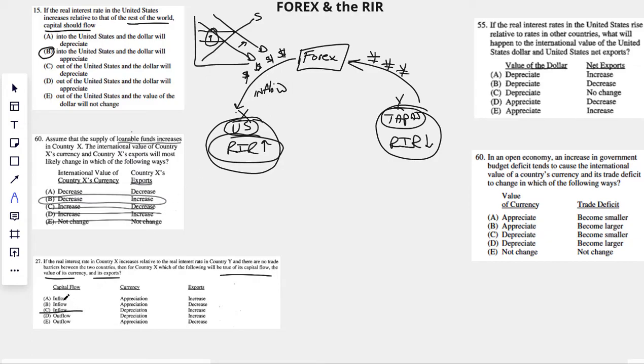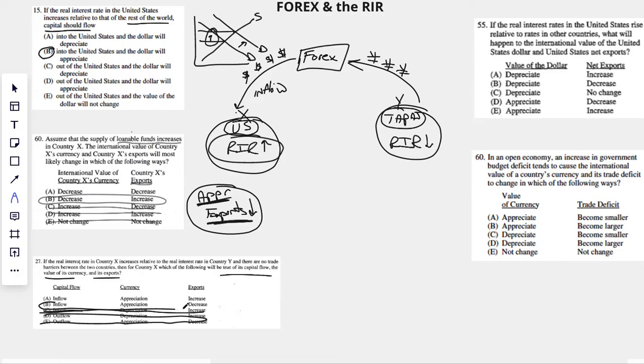That's easy. Let's just get rid of the outflows here. We also know our currency is appreciating, so we can get rid of the depreciation. We know when our currency appreciates that exports go down. You just need to put that in your brain. We can make sense of it by talking about it, but it's an easy thing to remember. Your currency is stronger. That implies it's going to take more of Y or Japan's currency to buy one American or one X dollar. Therefore, as our dollar is stronger, our exports are going to go down. People aren't going to buy stuff as much. So it's got to be inflow, appreciation, decrease.